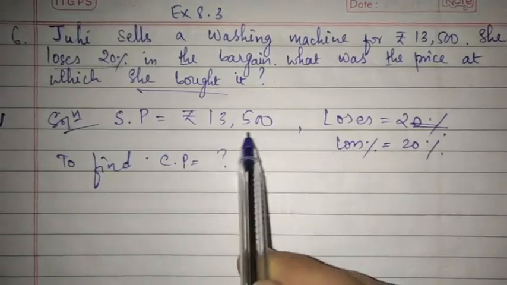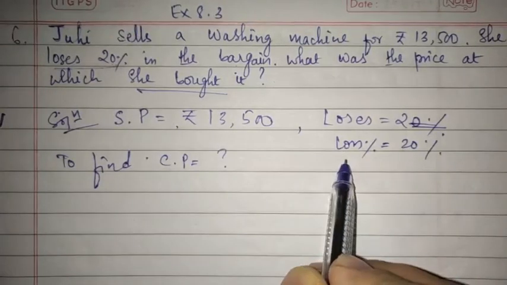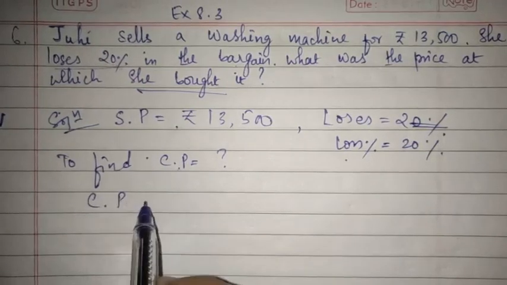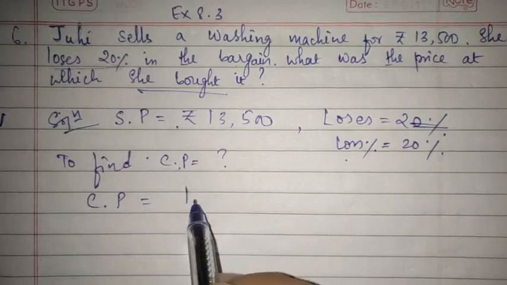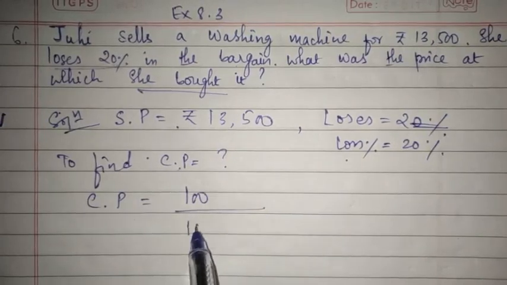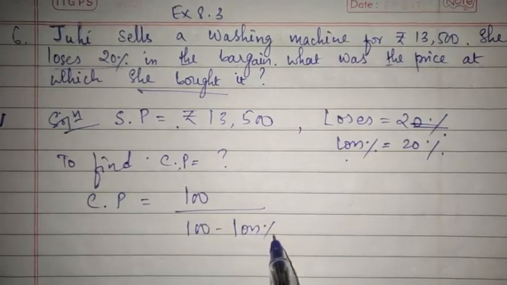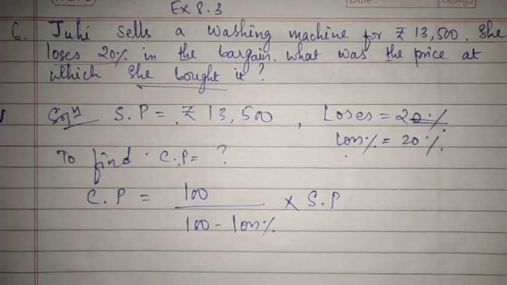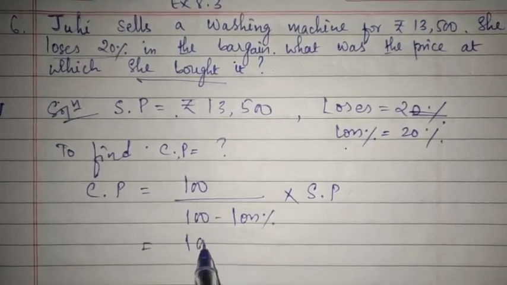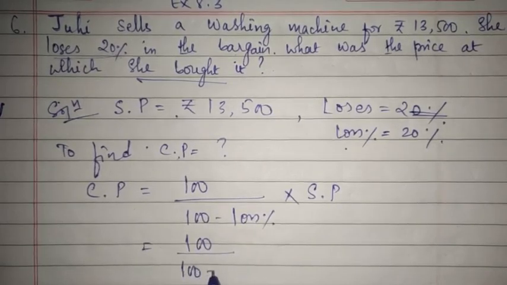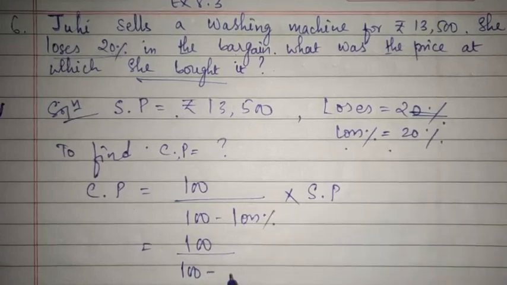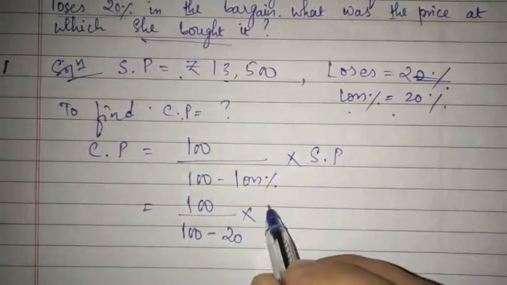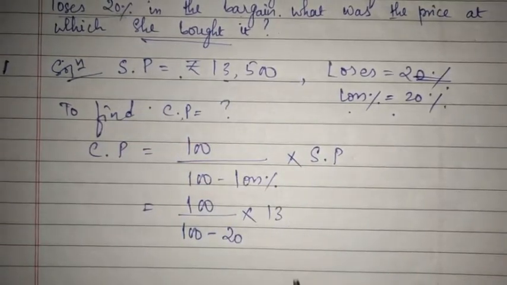So when SP is given and loss percent is given, what is the formula to find the CP? The formula to find the CP at that time is 100 divided by 100 minus loss percentage into SP. Okay, so this is the formula, keep in mind. So it is 100 divided by 100 minus loss percent, which is 20, into the SP given, 13,500, right?